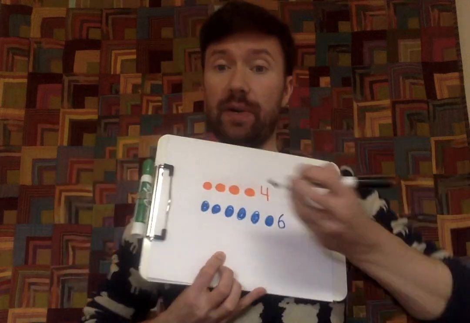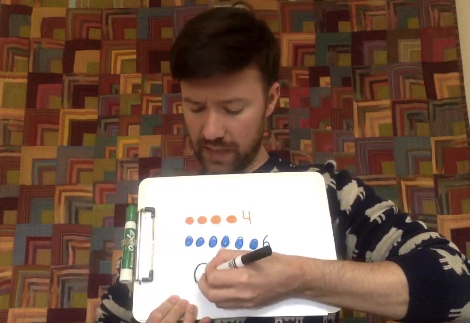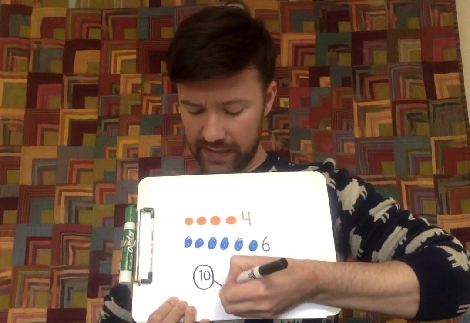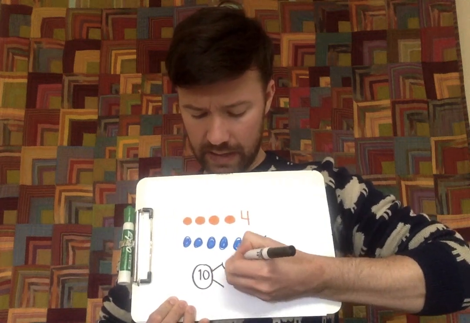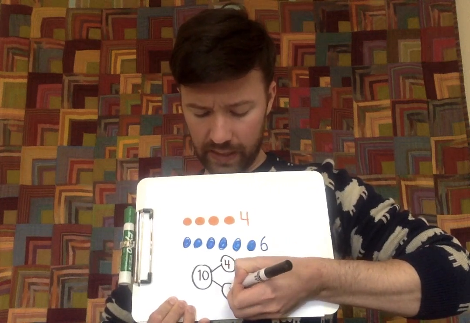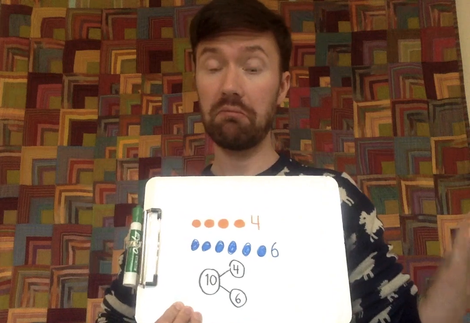And if I wanted to challenge myself, I could show that using a number bond. I know that the whole, 4 and 6 together, is 10. And I know that the parts it took to make that were 4 and 6. Great. Let's do another one.